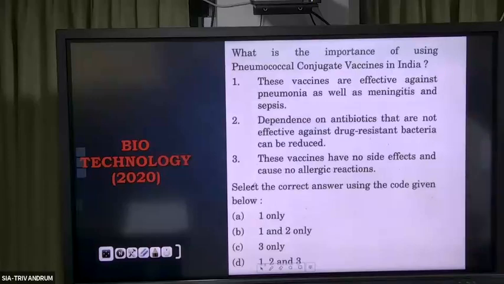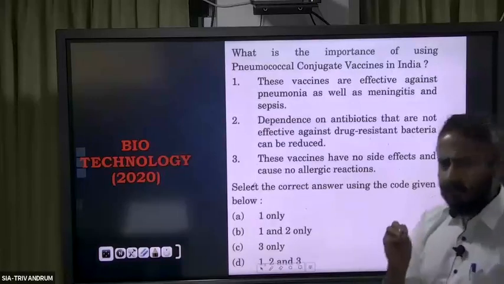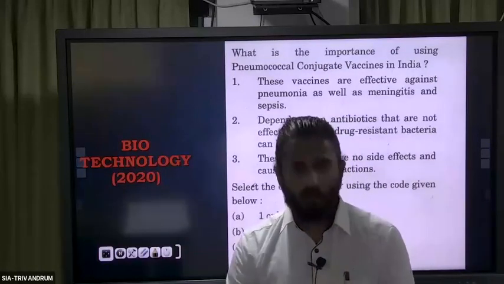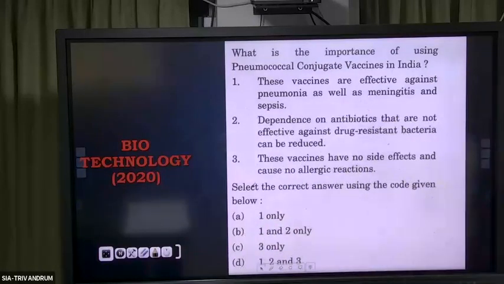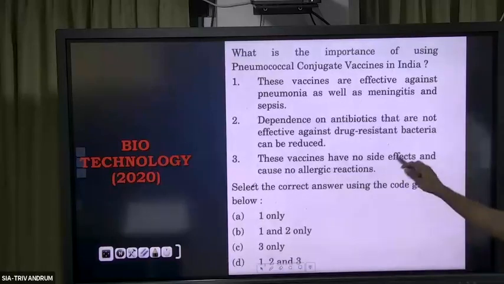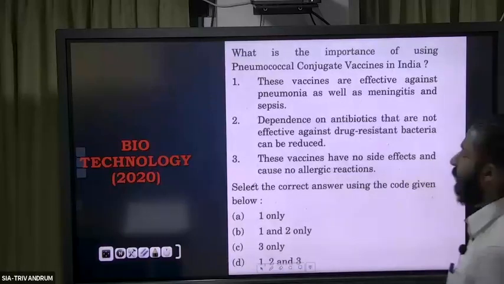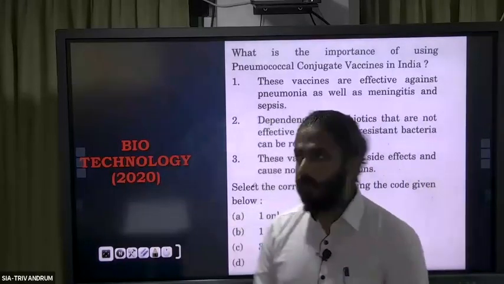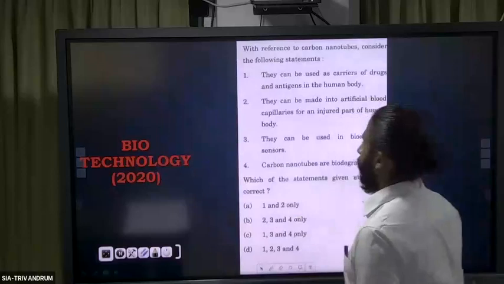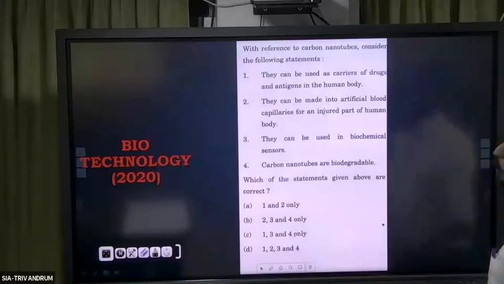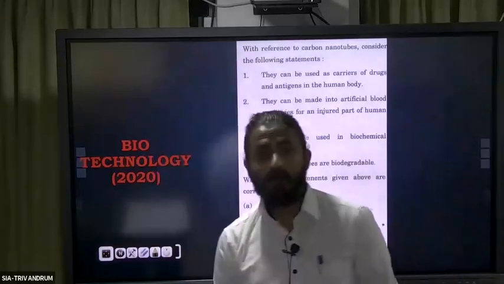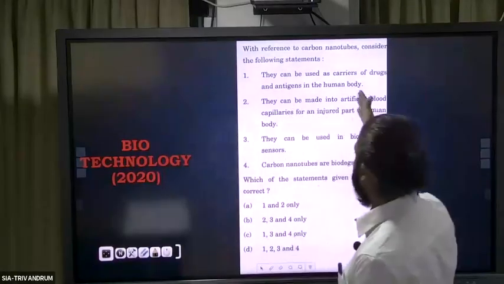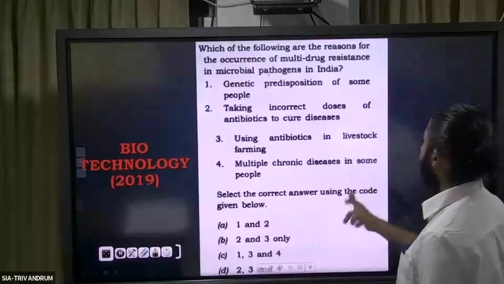So this is 3 questions, again 3 statements, where you can apply an elimination technique, even if you do not have any idea about the pneumococcal conjugate vaccine. The third statement, the vaccine has no side effect and no allergic reaction, is kind of an extreme statement, so maybe you'll be able to eliminate. Then nanotubes, the application of nanotechnology in biotechnology, a mix of that. So carbon nanotubes, how they are applied in our body.